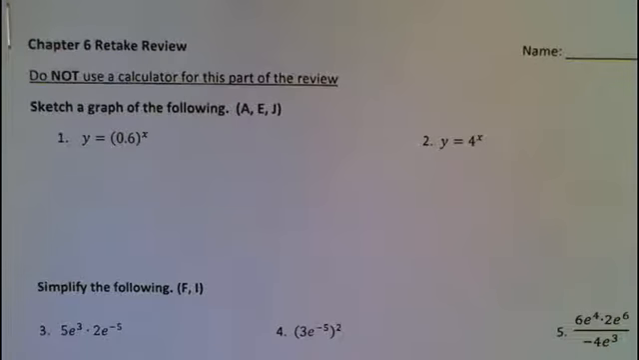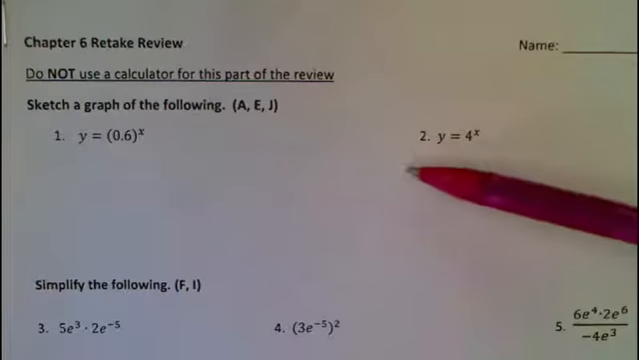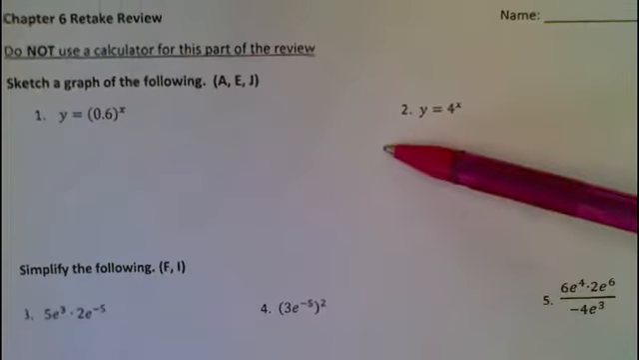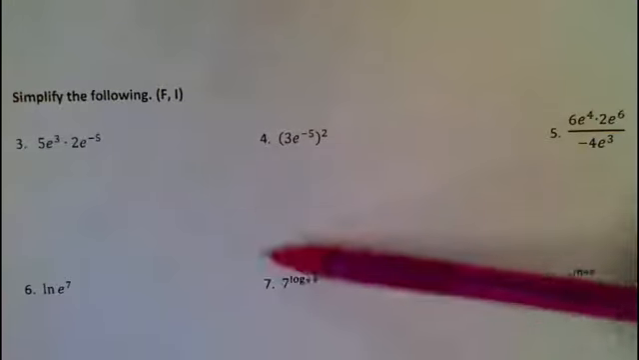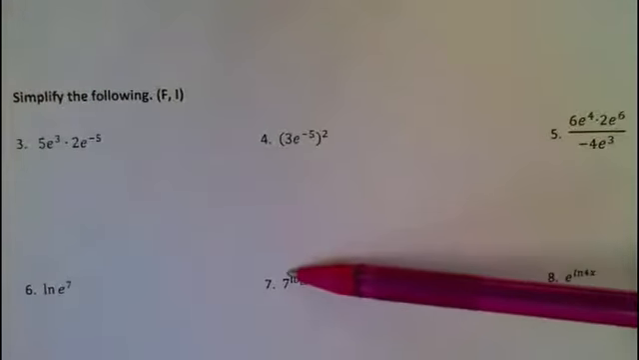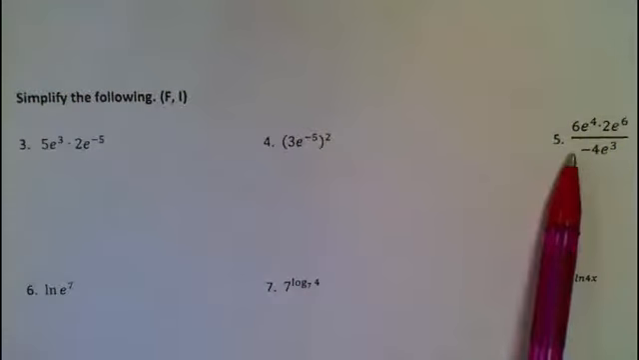All right, so the Chapter 6 retake review, I'll go through the problems that are going to be on the test. 1 and 2, I did not put in graphs on the test, so we'll skip that for now. When I go to these problems, there are 3 problems like this on the test, so let's go through them. The first 3 are dealing with laws of exponents.